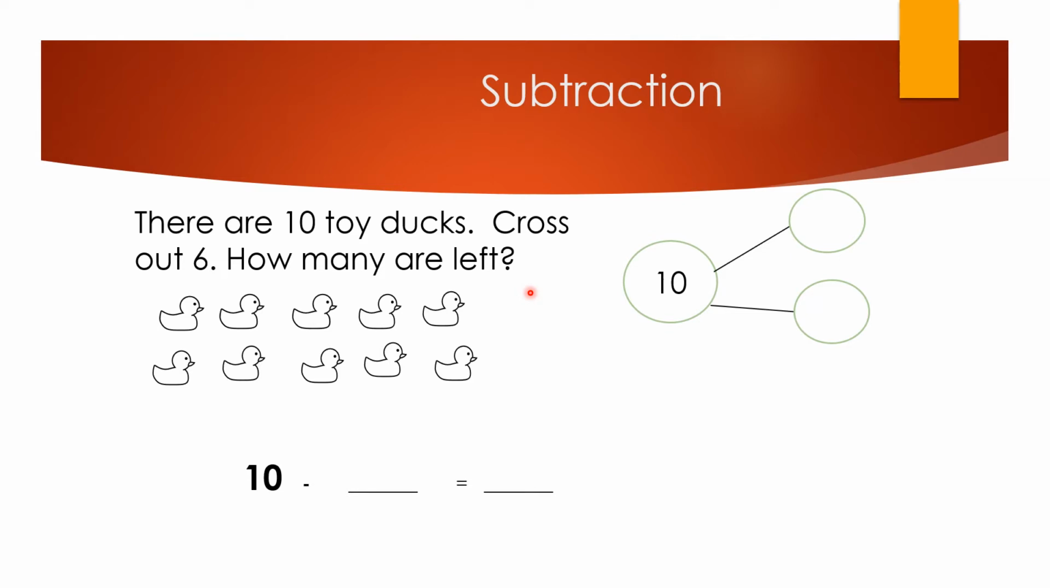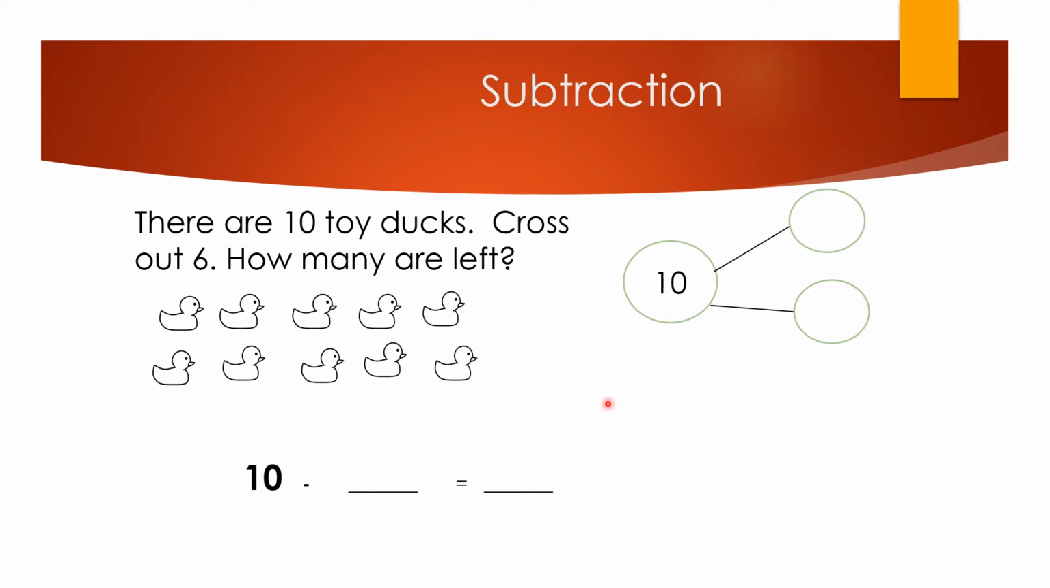We started with how many ducks, kindergarten? You guessed it, 10. Let's count to make sure we have that represented in our drawing. 1, 2, 3, 4, 5, 6, 7, 8, 9, 10. There are a total of 10 ducks. But something changes, kindergarten. What changes? You guessed it. We cross out 6 ducks.